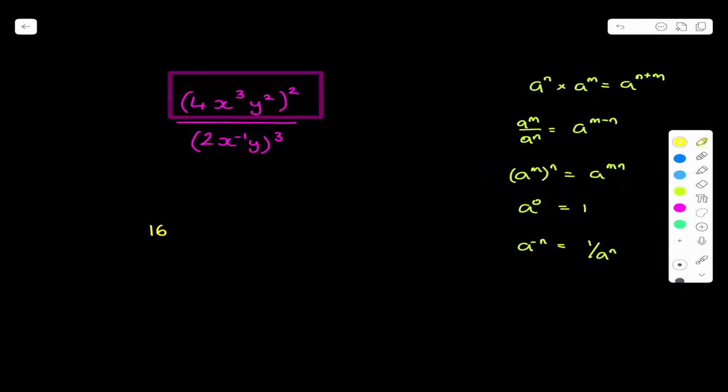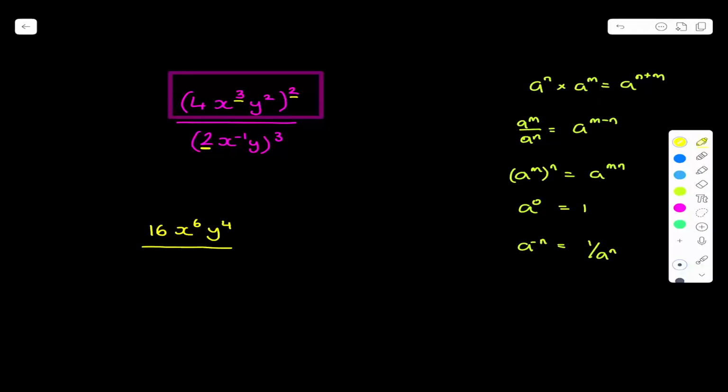So that would mean that my x would have 3 times 2 indice, which is 6, so 16x^6. Same with the y. You're going to do y squared, squared. So again, in order to evaluate that, we need to use this rule. You multiply out indices, and that would give me y to the power of 4, because 2 times 2 is 4. Beautiful. Okay, and then we do the same to the denominator.